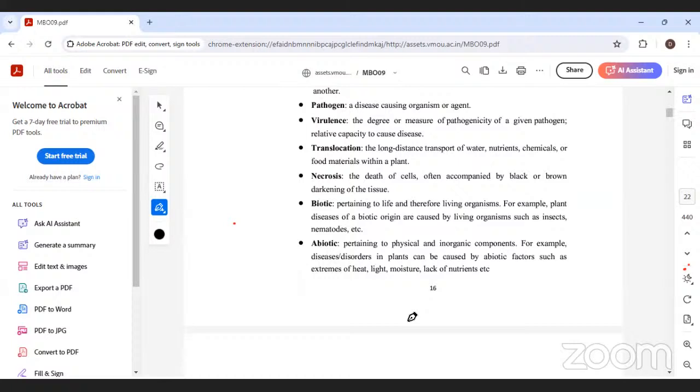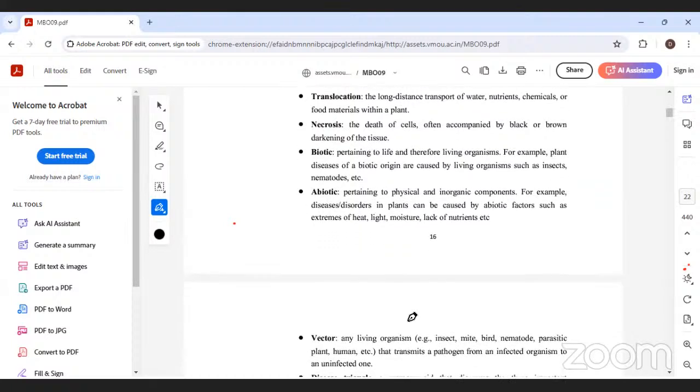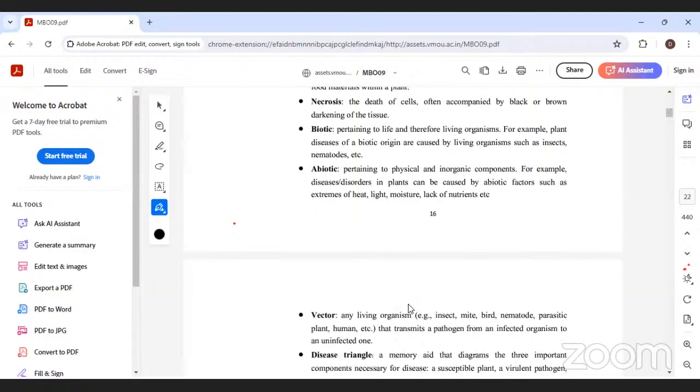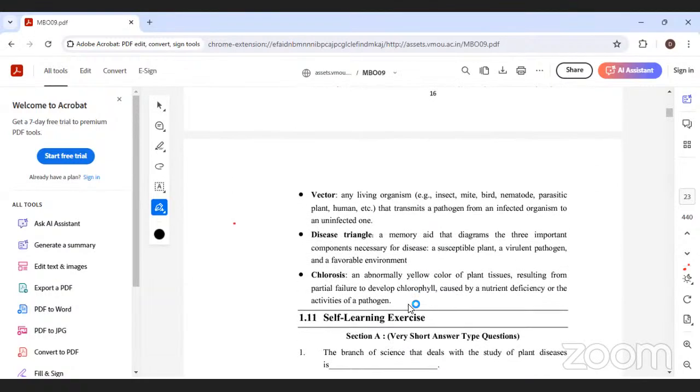Next one, biotic, pertaining to life and therefore living organisms. For example, a plant disease of biotic origin is caused by living organisms such as insects and nematodes. Abiotic, pertaining to physical and inorganic compounds. For example, diseases or disorders in plants can be caused by abiotic factors such as extremes of heat, light, moisture, lack of nutrients, etc.